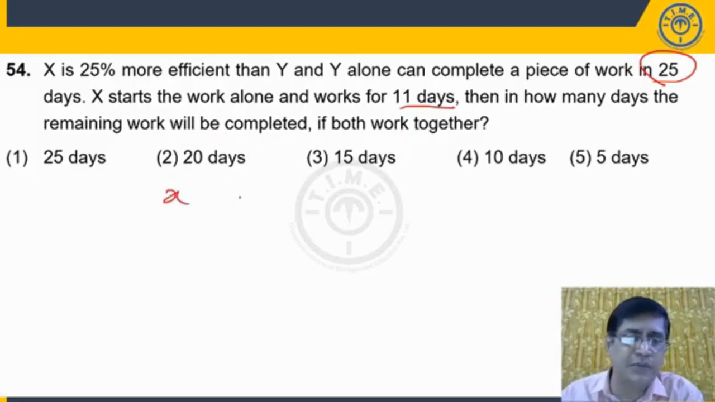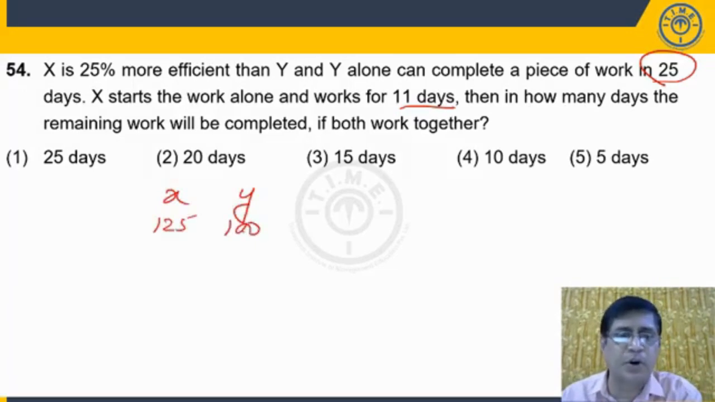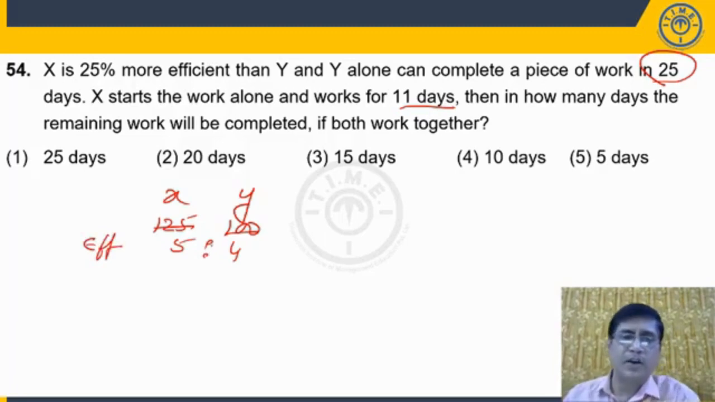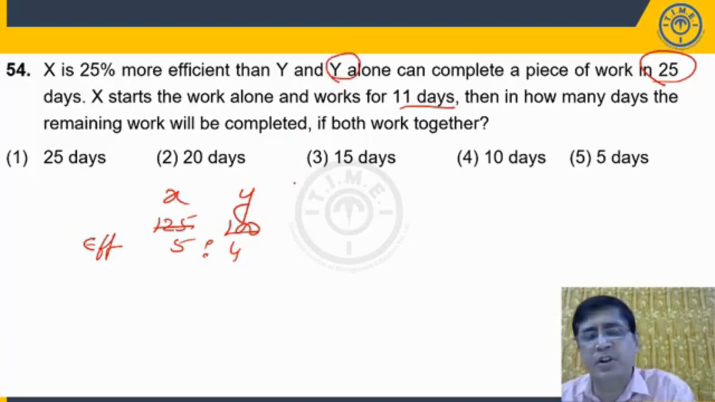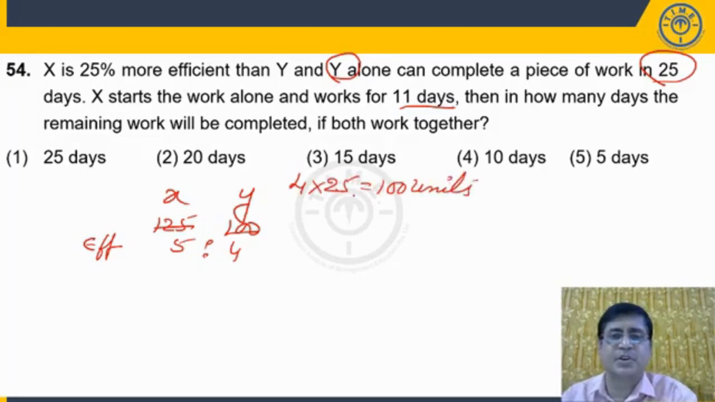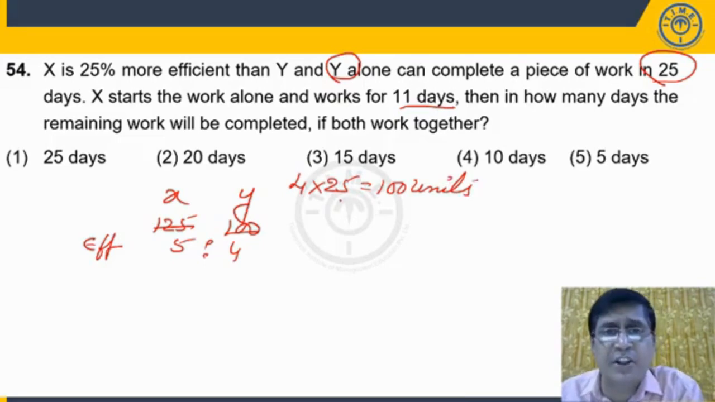Efficiency of X and Y: if you observe, X is 25% more efficient than Y, so the ratio of their efficiency is 5:4. Y completes the work in 25 days, and the efficiency of Y is 4. 4 into 25 means the total number of units is 100. The total work is divided into 100 units.